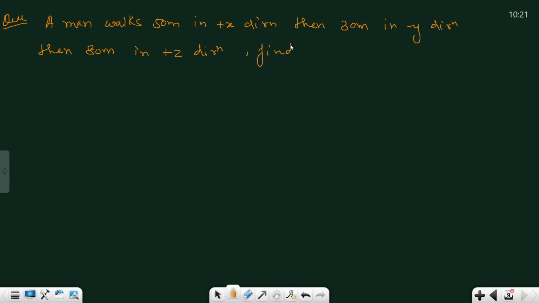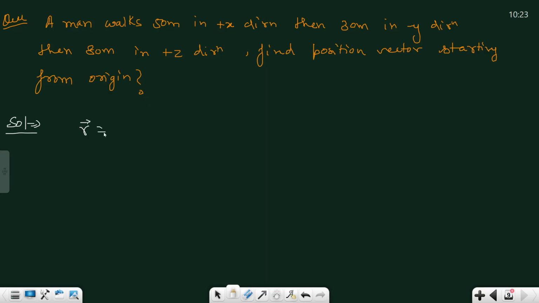Find the position vector starting from the origin. What will be the position vector starting from the origin? So what will be the answer? If you move, we are starting from the origin. So if you move 50 meter in plus x direction, what will be the position vector? First you move 50 meter in plus i cap. Is it correct?